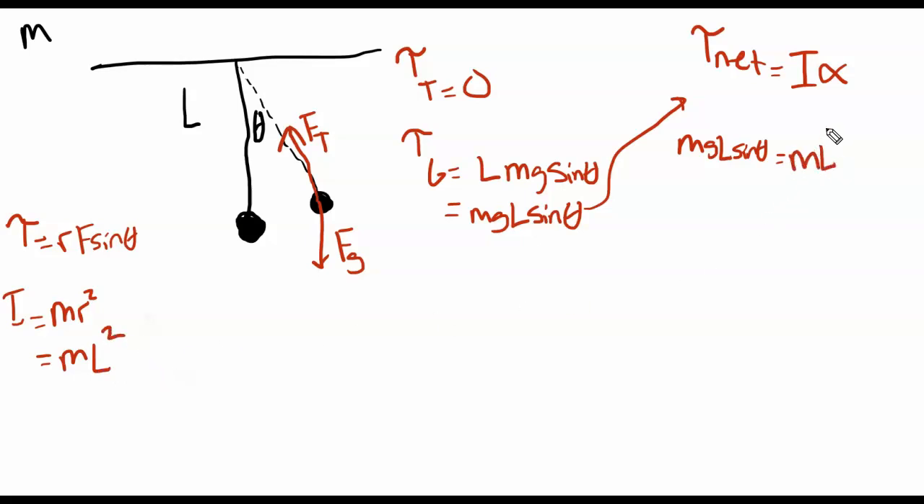And then I have alpha. Okay, now if you look here, you'll see the mass cancels and one of the lengths cancel. And we have an equation that we end up with. Oh, I'm so sorry, I forgot a minus sign. This torque has a minus sign in here because the force of gravity in the situation is trying to decrease the angle. And so this is actually a negative torque.